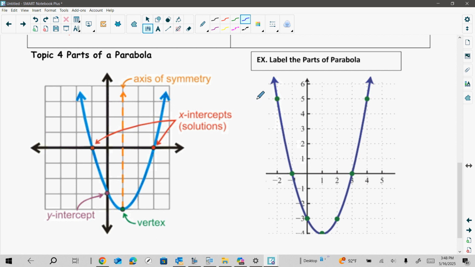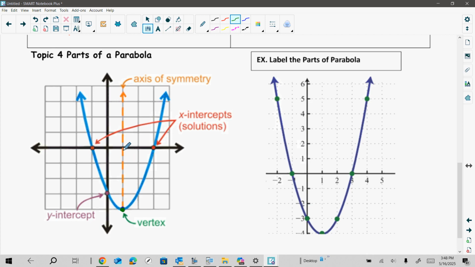Okay, for topic 4, you have to know the parts to a parabola. The parabola is the U shape that we have here. The most important part is this axis of symmetry. It's a vertical line that goes through the vertex. So you want to know this point.